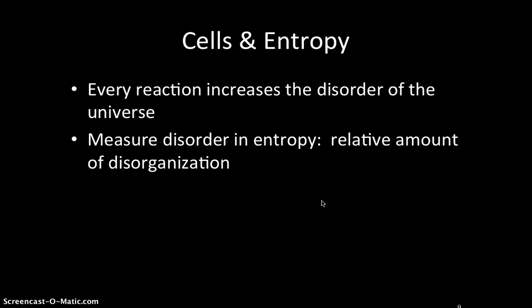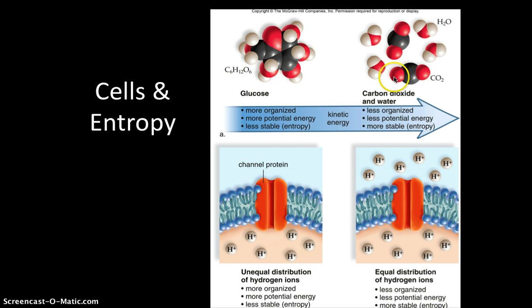So entropy is how organized is the universe. So as glucose breaks into CO2 and H2O over time, so here we have glucose, and it breaks into carbon dioxide and water, it becomes less organized. That happens because glucose is more organized and less stable than carbon dioxide and water. So here we have glucose. It's more organized. The things are put together better. There's more potential energy, but it's less stable because it has less entropy. And then as it breaks apart into water and carbon dioxide, it's less organized, has less potential energy, but it is more stable because it has more entropy.